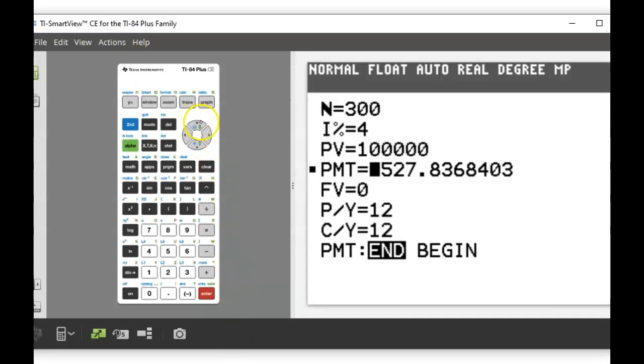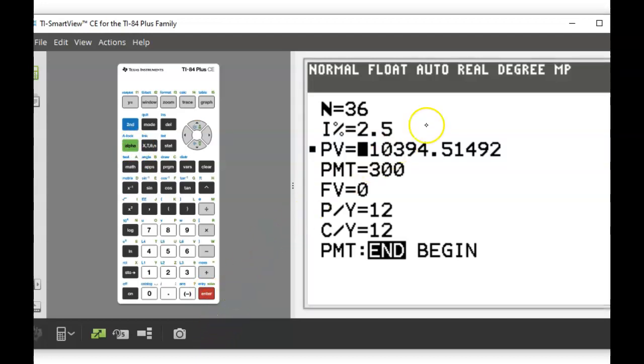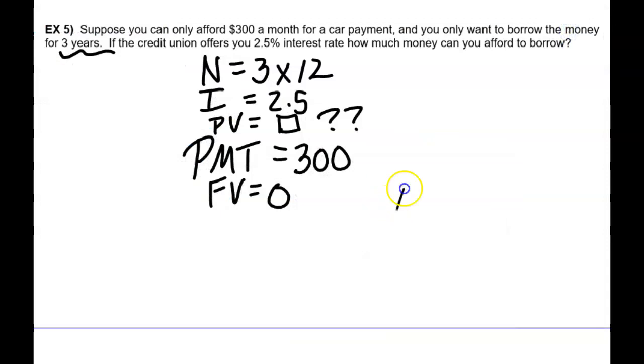Figure out backwards. Okay, I already forgot. Was this 36? And 2.5, and present value is what we want to find. Payment was 300. Future value is 0. So if I go back up to present value, borrow $10,000 for the car, maybe? 10,394 something. Would that be helpful to know?